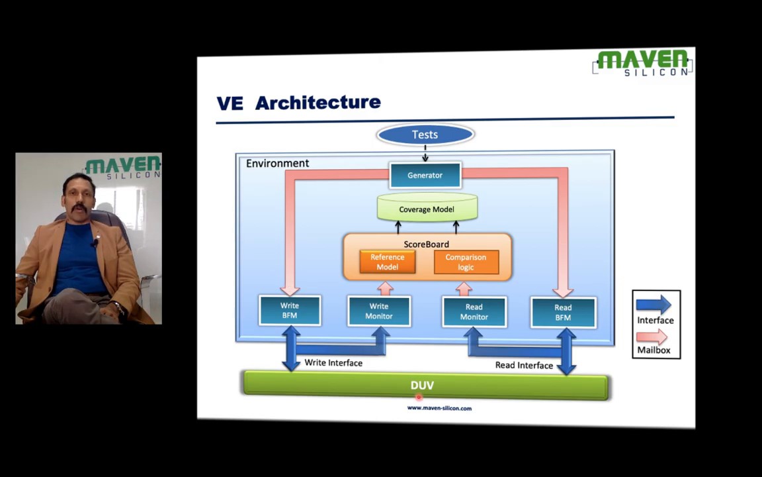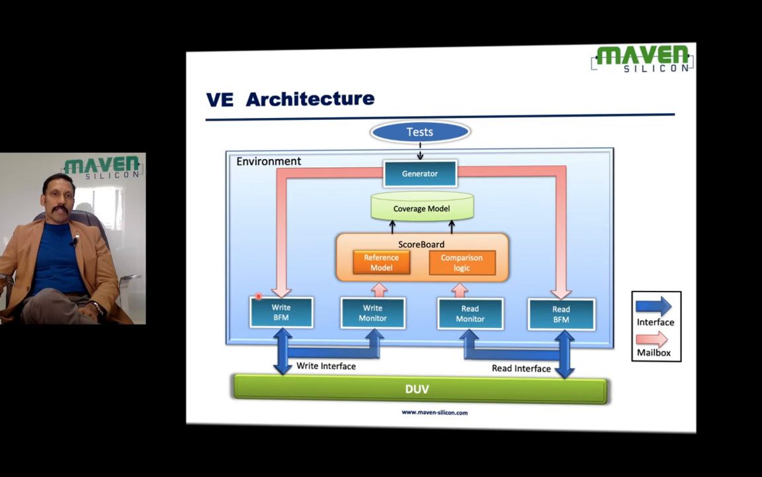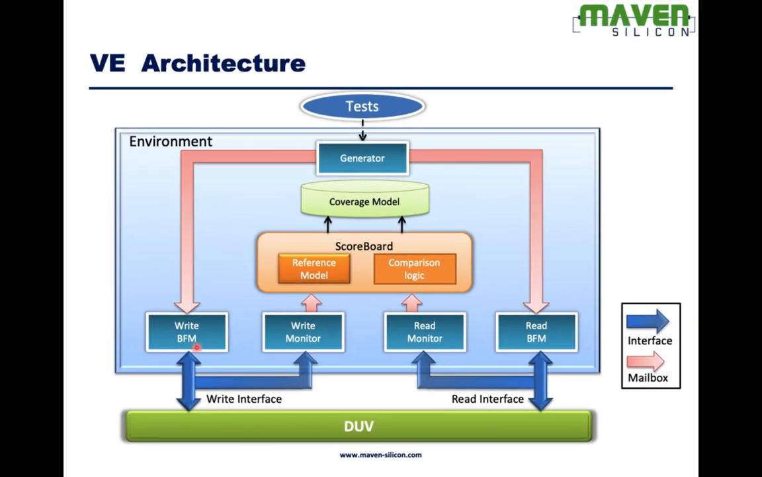The DUV has got two interfaces. One is write interface, the other one is read interface. So we create write driver and write monitor and connect them with write interface, and read driver and read monitor and connect them with read interface. And all the drivers will be connected with generator. The generator is going to generate different kinds of packets like write packets and read packets.